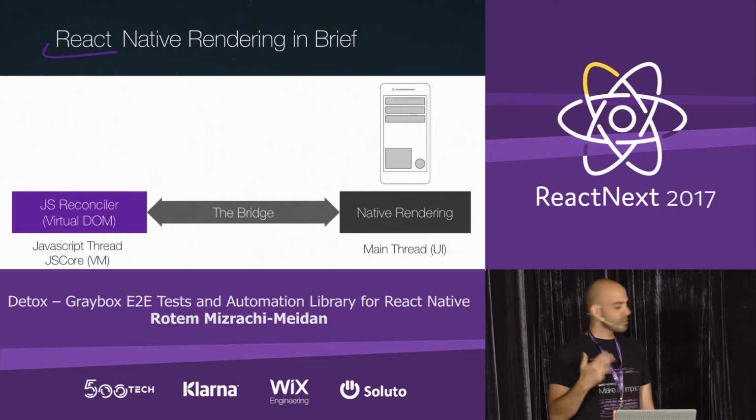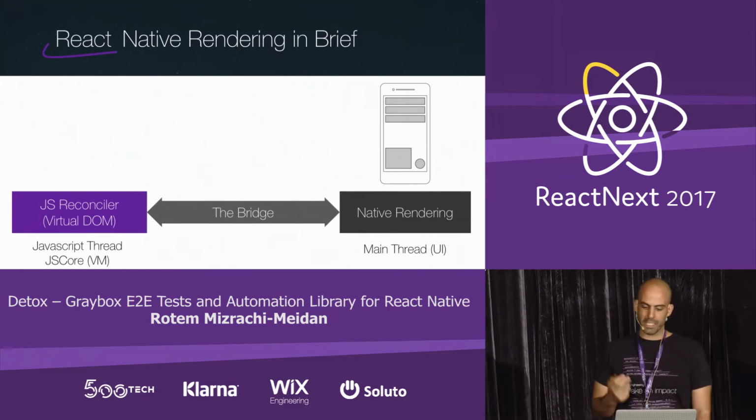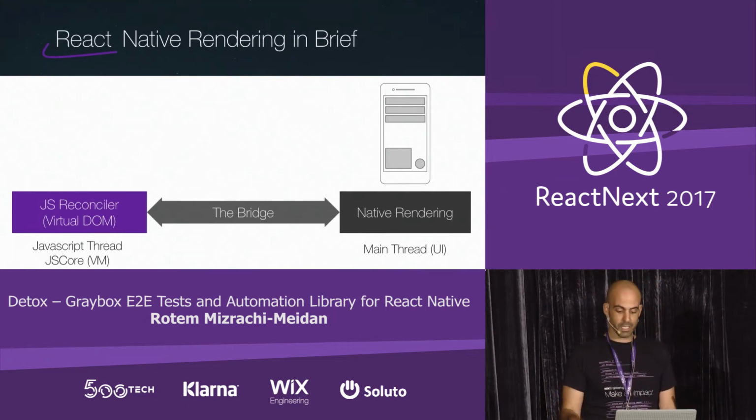So due to this asynchronous rendering mechanism, there are now two threads controlling the rendering. So blackbox testing frameworks have even more trouble controlling React Native apps.